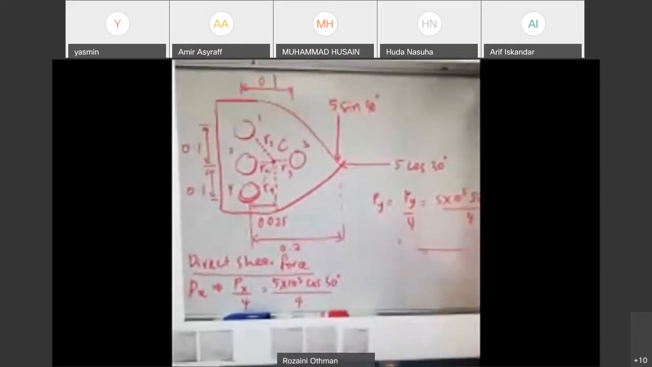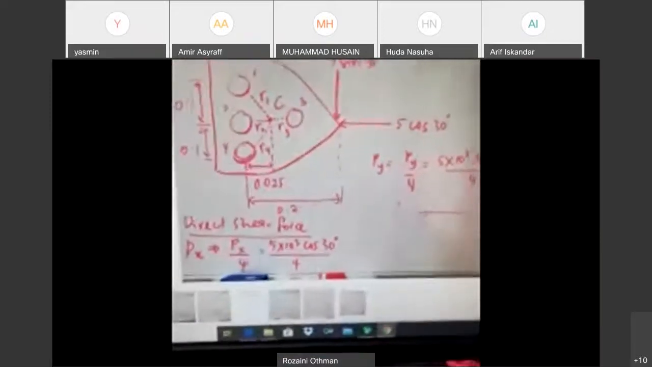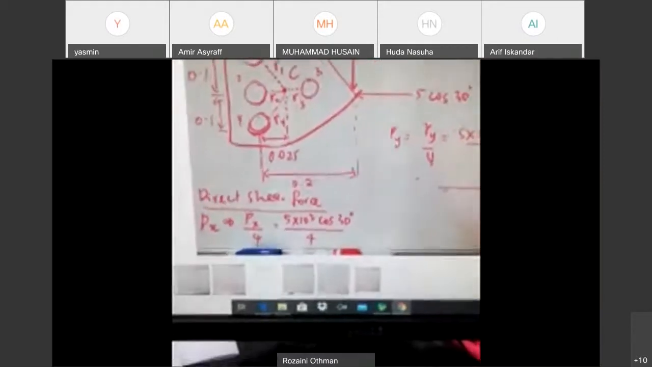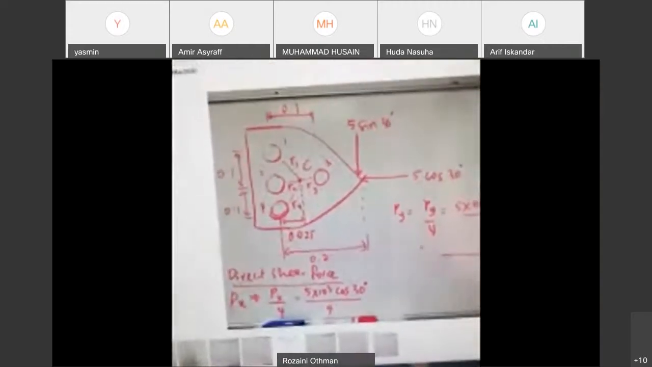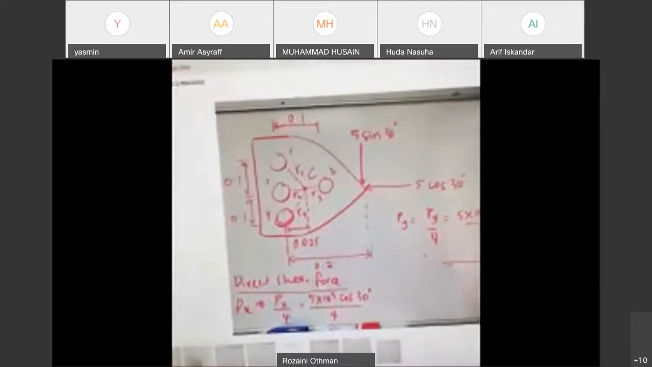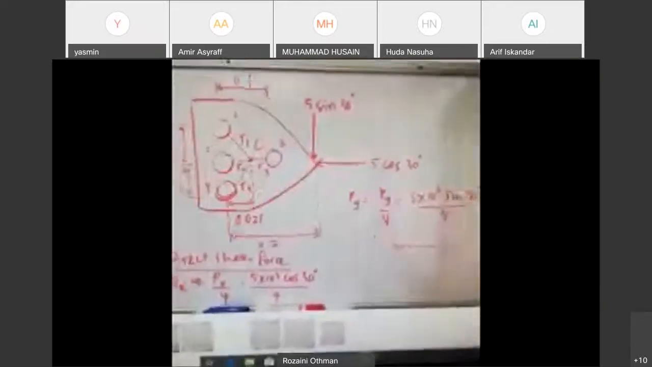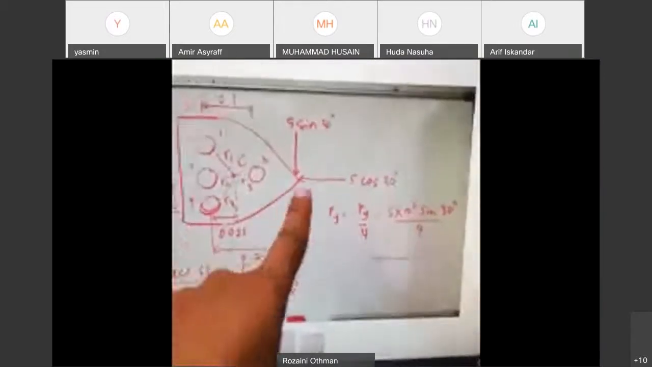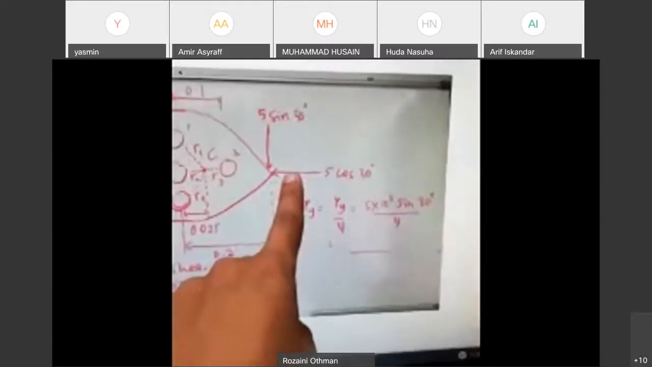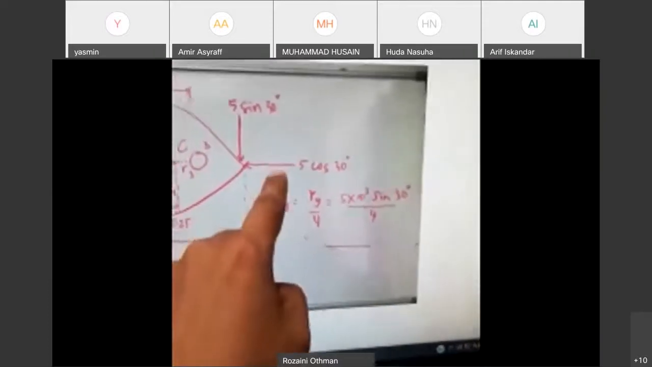After we have determined the moment, you get the moment already, 473.5. Now after we have determined the moment, we determine the direct shear force. As you can see here, how many forces do we have? We have two forces, one in Y and one in X.